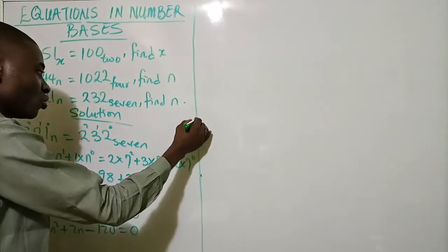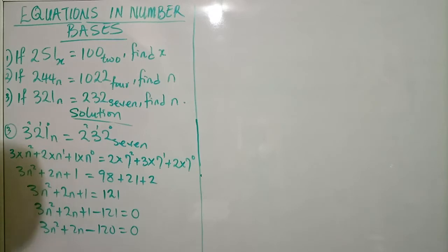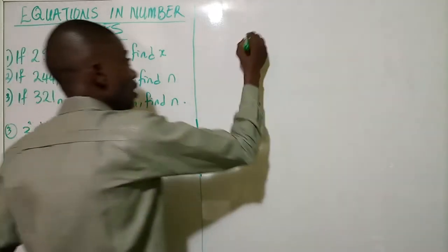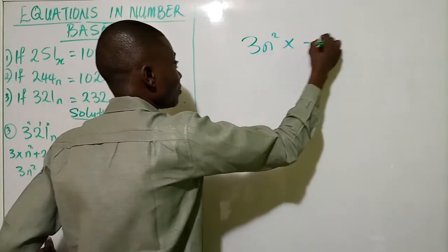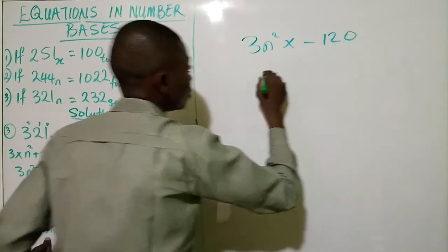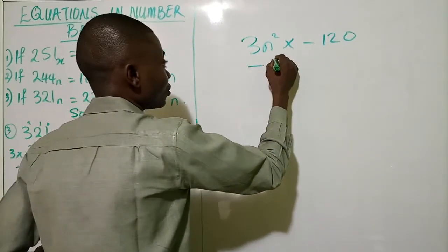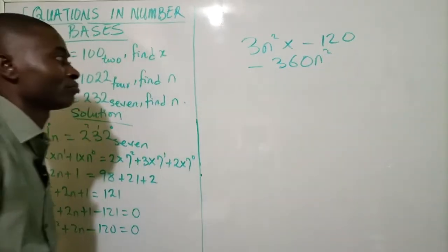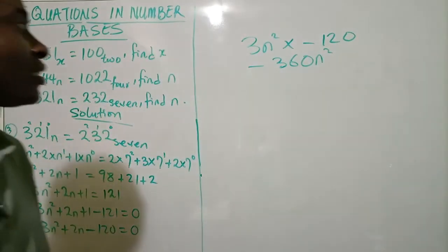So what do we do? Using factorization method again, since the power of n squared here is more than 1, what will you do? We're going to multiply this. So 3n squared times minus 120 will give us minus 360n squared.